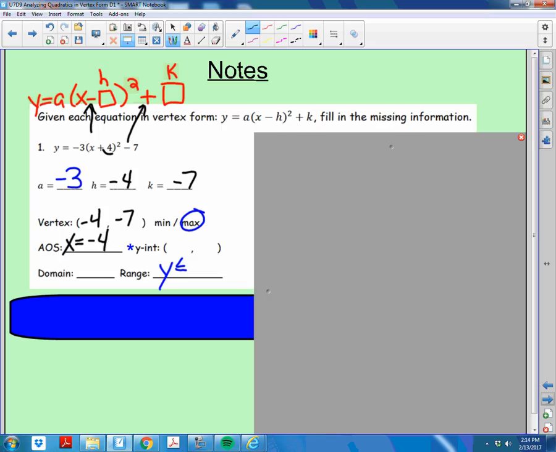Domain? And the range, all y's less than or equal to -7.